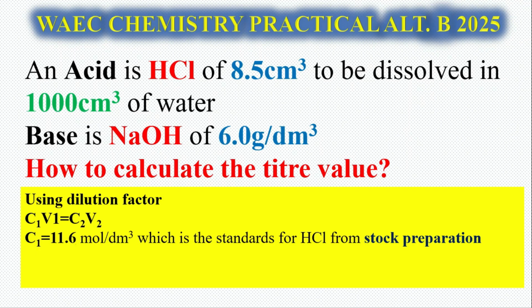For this part, I'm starting with an acid, HCl, of 8.5 cm³ to be dissolved in 1000 cm³ of water. The base is NaOH of 6.0 gram per dm³.